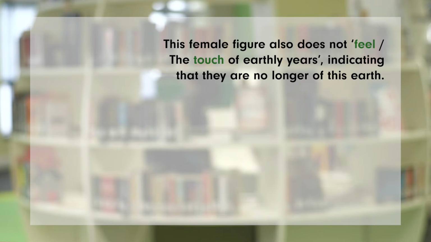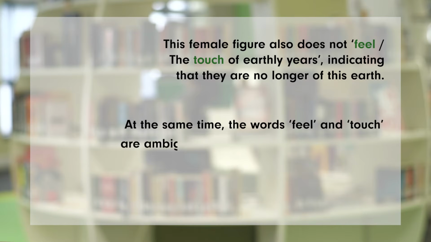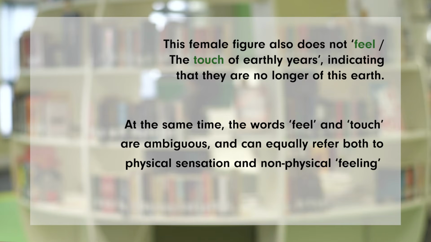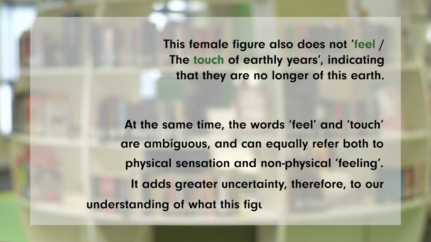How can we say something about this? This female figure also does not feel the touch of earthly years, indicating that they are no longer of this earth. At the same time, the words feel and touch are ambiguous and can equally refer both to physical sensation and non-physical feeling. But why does this matter? Perhaps its very lack of certainty is the point. It adds greater uncertainty, therefore, to our understanding of what this figure might actually be.